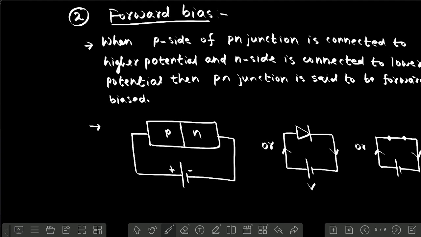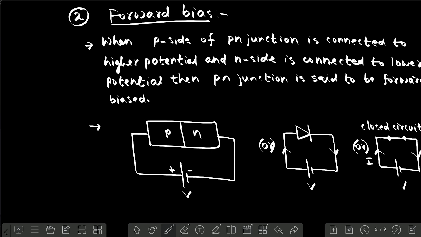This is the external voltage V given. So it will act like a normal circuit. It is the on condition, a closed circuit condition. CKT means circuit. In forward bias it is a closed circuit, whereas reverse bias is an open circuit, where the diode is not on. So it works like a closed circuit, and some current will be flowing here.